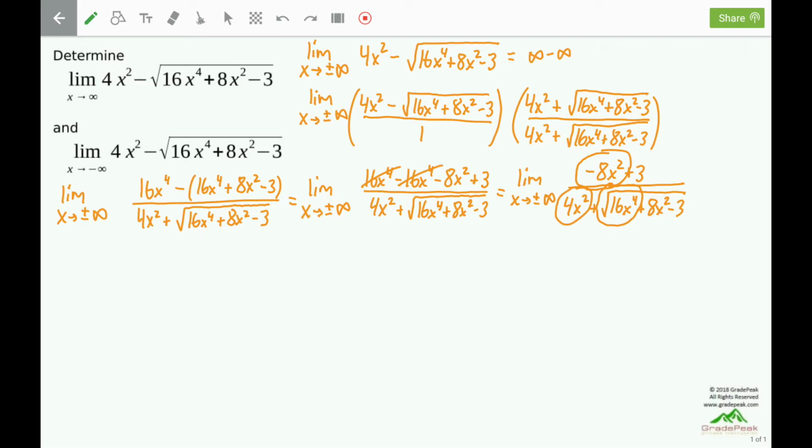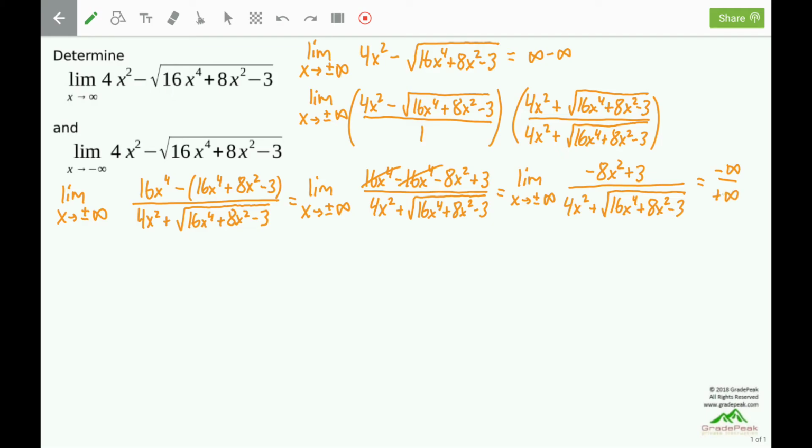In the numerator, positive or negative infinity squared is positive infinity times a negative 8, which will be a negative infinity. In the denominator, positive or negative infinity squared is positive infinity times a 4 is a positive infinity, plus positive or negative infinity to the 4th power is positive infinity times 16 is a positive infinity. The square root of positive infinity is positive infinity. Positive infinity plus positive infinity is positive infinity. The result is negative infinity over positive infinity.